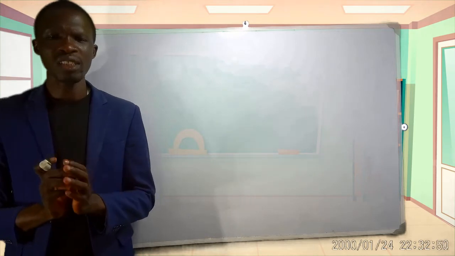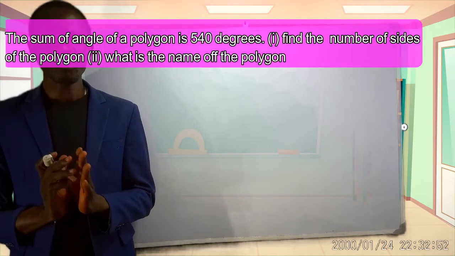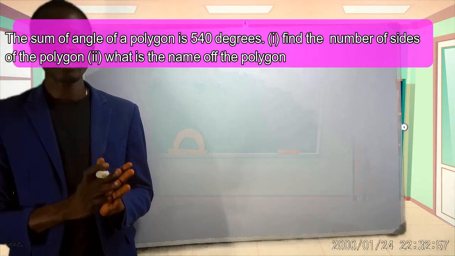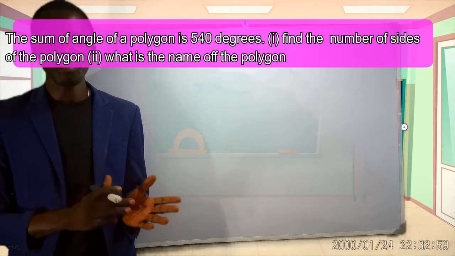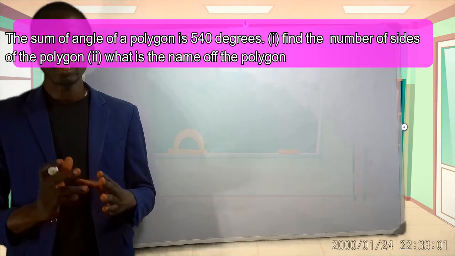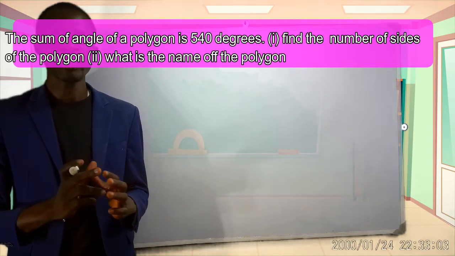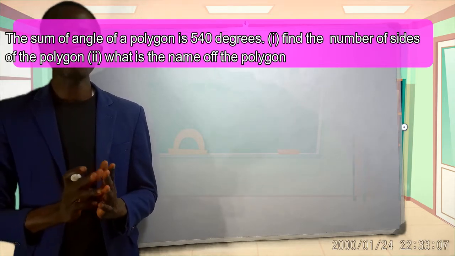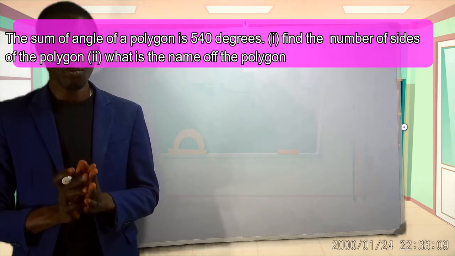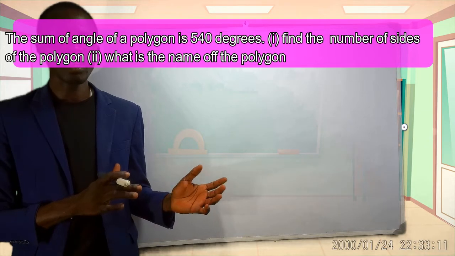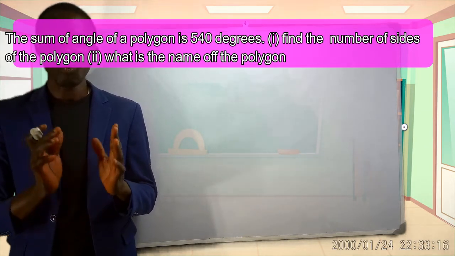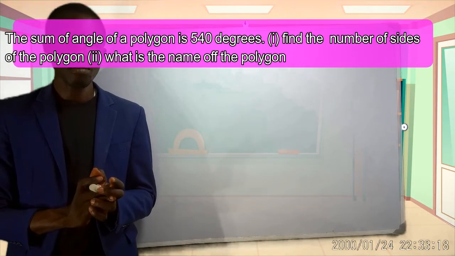The question is: the sum of the angles of a polygon is 540 degrees. Find the number of sides of the polygon, and what is the name of that polygon? Let me say it again. The sum of the angles of a polygon is 540 degrees. Find the number of sides of the polygon, and what is the name of that polygon?